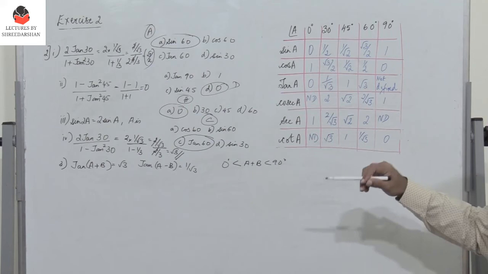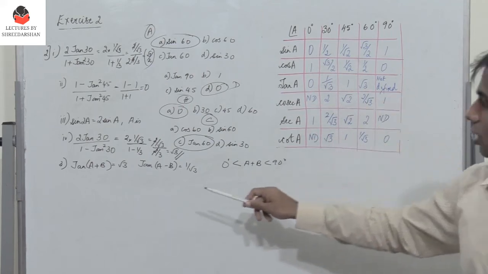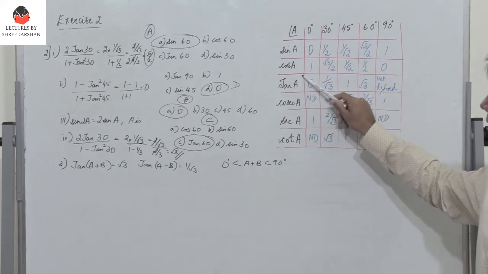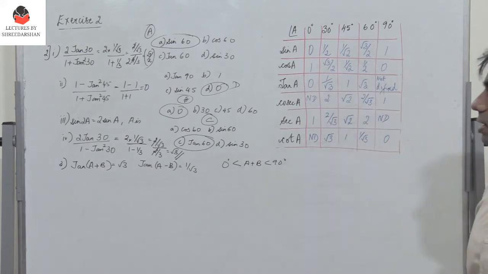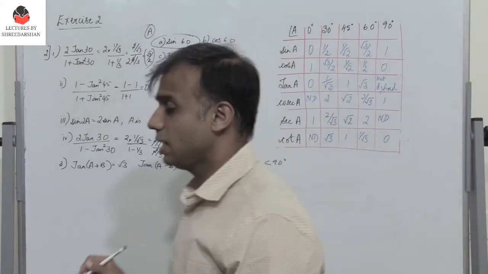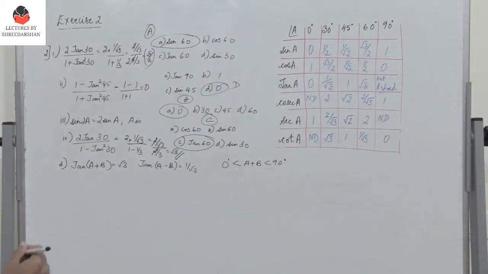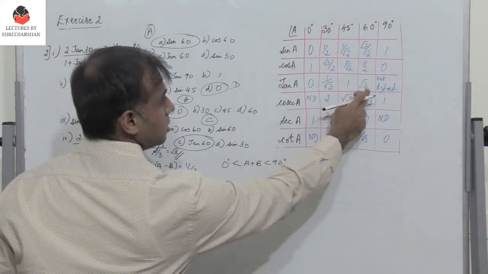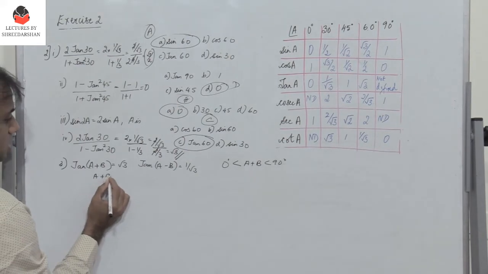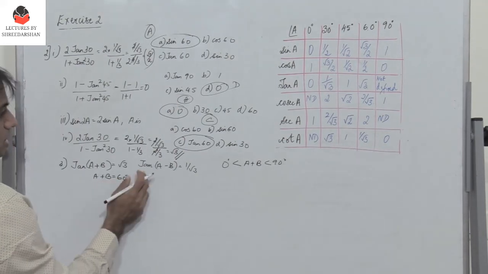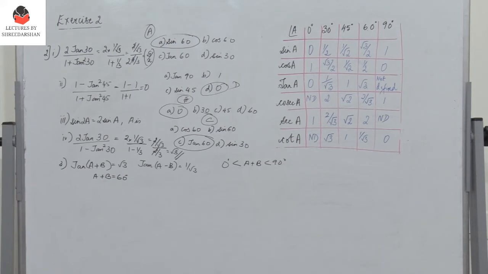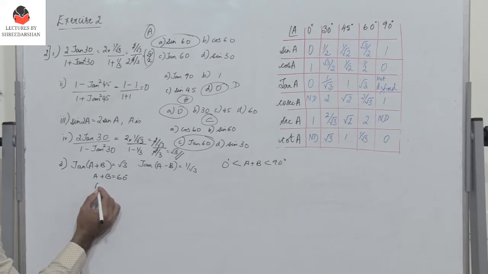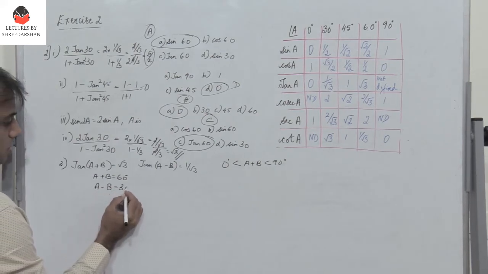Now if I observe, what is tan of an angle which is root 3? If I observe the table, tan of an angle is root 3 when the angle is 60 degrees. So definitely A+B has to be 60. Tan of an angle is root 3, so this angle is 60. Therefore A+B is 60 degrees. Tan of an angle is 1 by root 3. You observe that tan 30 is 1 by root 3. Therefore A−B is 30 degrees.